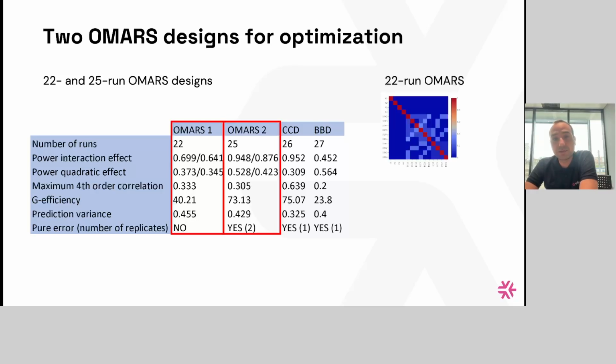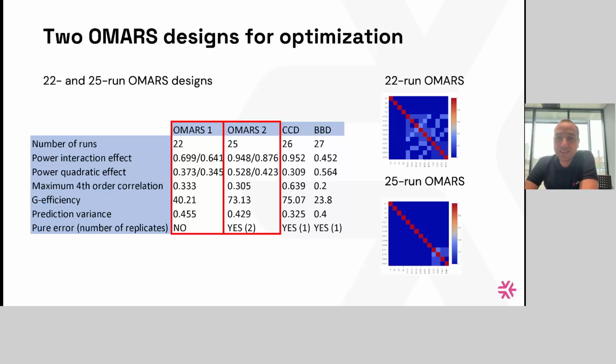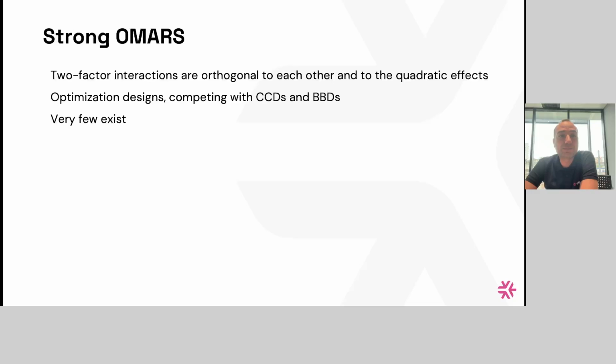Let's change to screening. This is the color map of the 22 run OMARS design, and this is the color map of the 25 run OMARS design. Actually, you can see that the 25 run OMARS design has the same orthogonality properties as the CCD and the BBD, which is what we call strong OMARS designs, where the two-factor interactions are orthogonal to each other and to the quadratic effects.